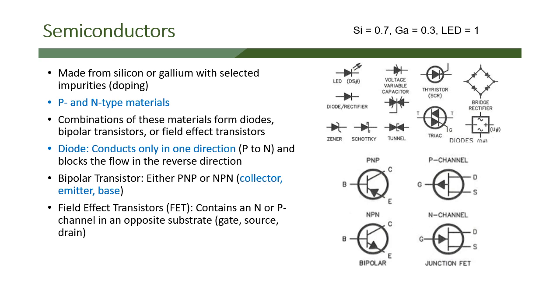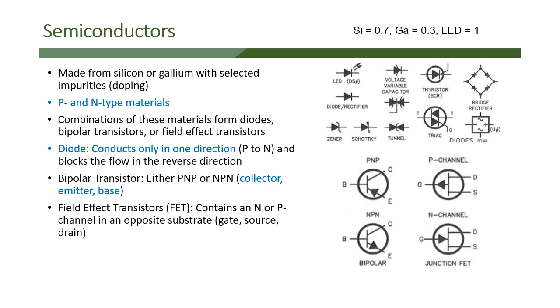Combinations of these materials form diodes, bipolar transistors, or field effect transistors, and many other types of devices. And you can see a listing of them on the right in their schematic symbols. LEDs, voltage variable capacitors, thyristors, triacs, Zener diodes, tunnel diodes, bipolar transistors like PNP transistors, NPN bipolar transistors, and then field effect transistors called P-channel, N-channel, junction field effect transistors. So many different types. We're not going to go into detail here in this course on those.